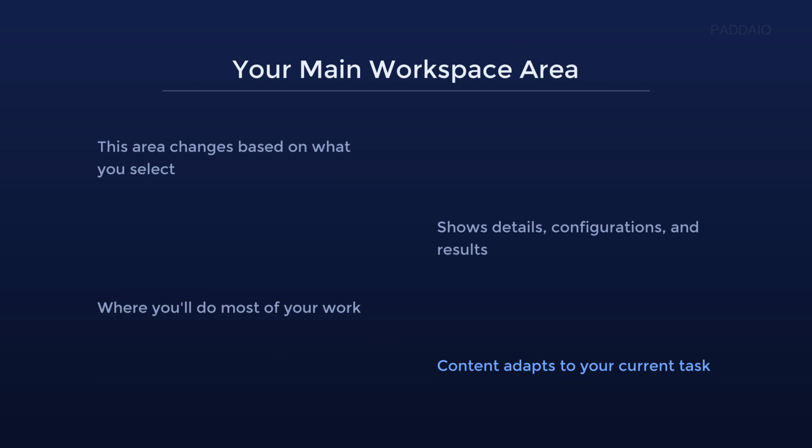Content adapts to your current task. This means the interface and tools you see automatically adjust to what you are actively working on. For instance, when you begin developing an application, the workspace will prioritize showing you relevant code editors and deployment options. This intelligent adjustment ensures your environment is always optimized for immediate productivity.